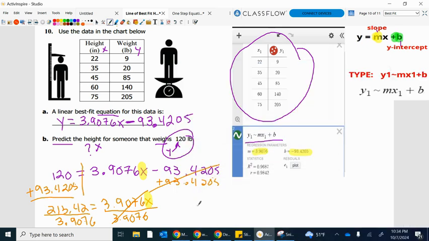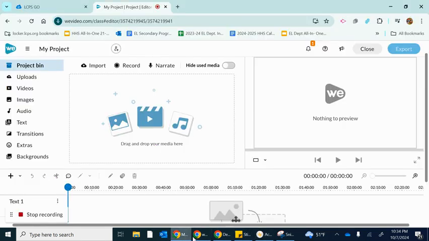So that means my x is equal to 54.6. And following along here, 120 pounds is about here. So that answer is reasonable, and we are finished with number 10. And that is it.